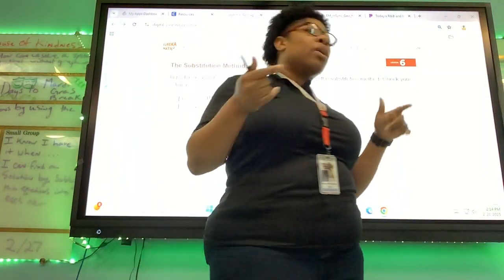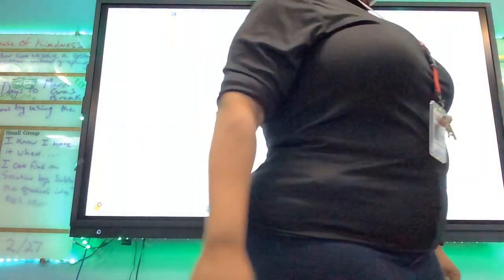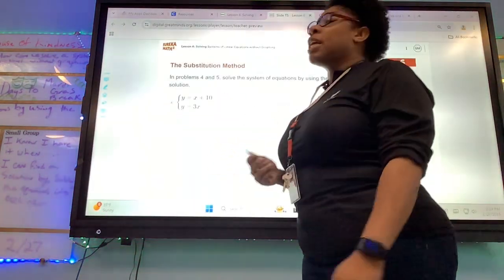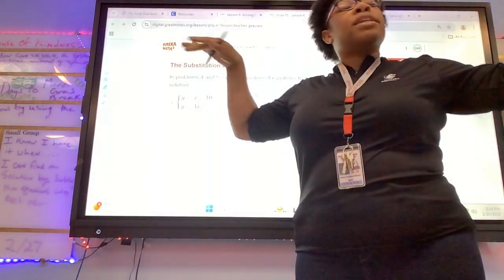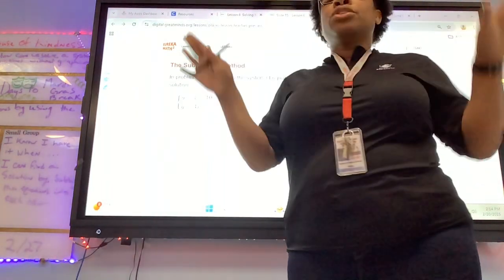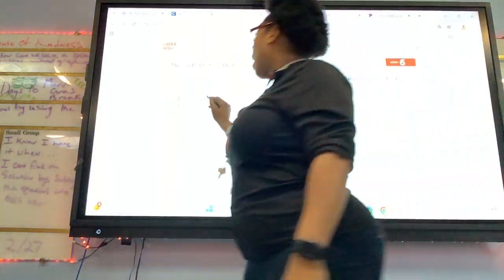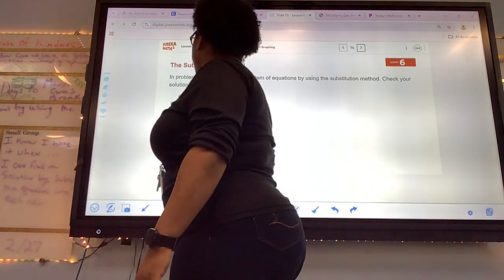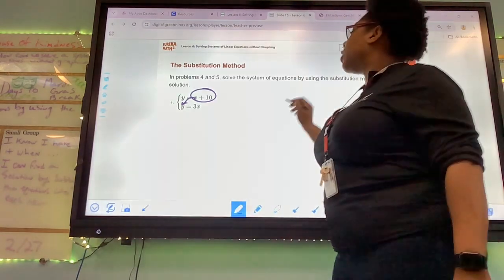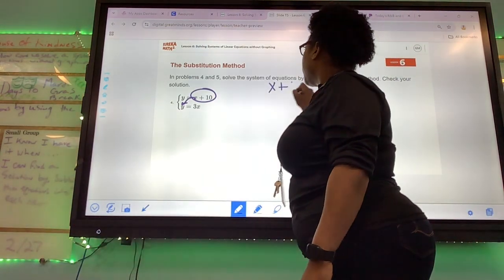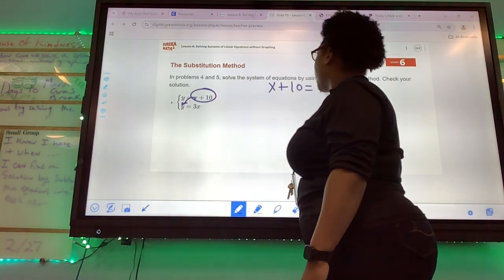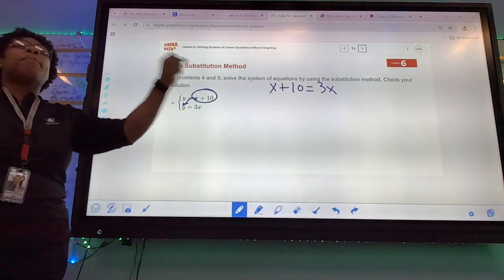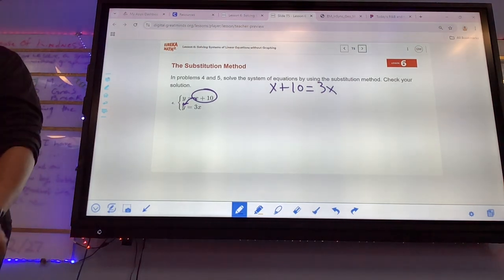So, step 2 is what, Embry? Sub the first equation into the second equation. Now, I know this is going to look crazy to y'all, but TTP, trust the process. I'm subbing this into this, meaning it should read x plus 10 is equal to 3x. Y is equal to both of them, so I can make them equal to each other. That makes sense?